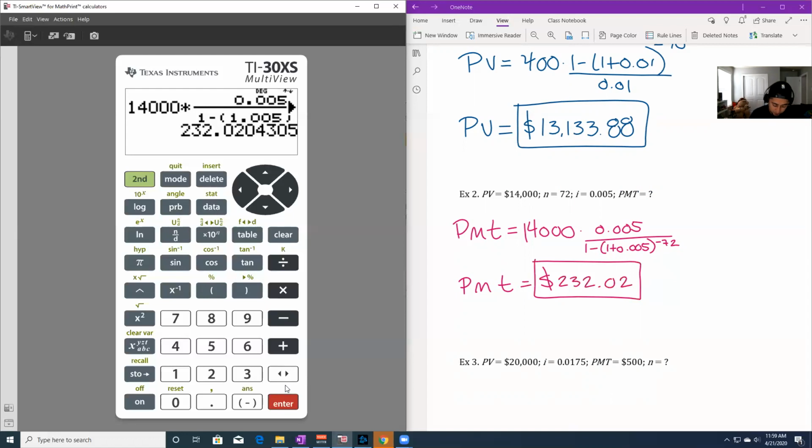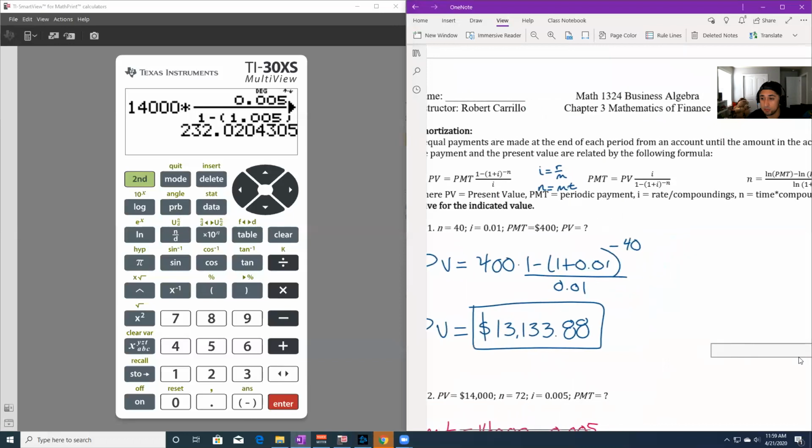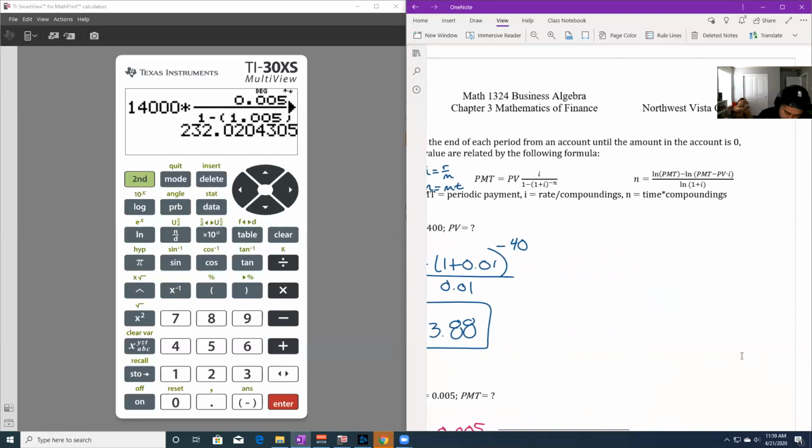Now, example 3. Present value is 20,000. I is 0.0175. Payments 500. We are looking for N. All right. So I'm going to write that down here before we get started. N equals the natural log of payment minus the natural log of payment minus present value times I, all over the natural log of 1 plus I. Okay, perfect.